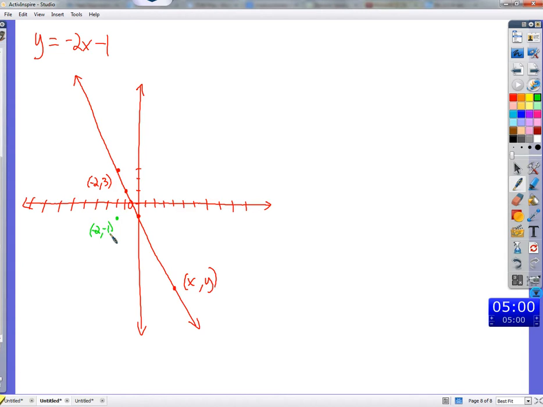If the two sides are not equal, one side has to be more or less, right? And if one side's more, the other side's less, right? So one side has to be more, and by default, the other one would have to be less.